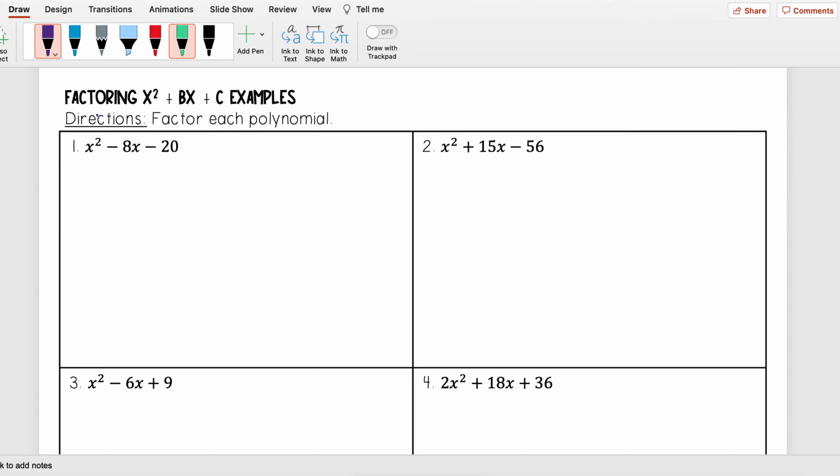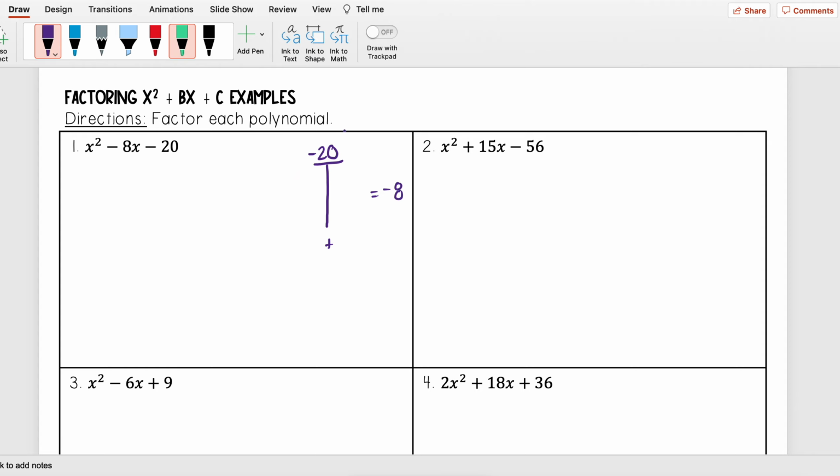Okay, so let's go through some examples of factoring these trinomials that have a equal to 1. And so here I see for problem 1, I have x squared minus 8x minus 20, and I see that my a is equal to 1. So that means I can go ahead and start with that same step of finding two factors that multiply to negative 20 and add to negative 8.